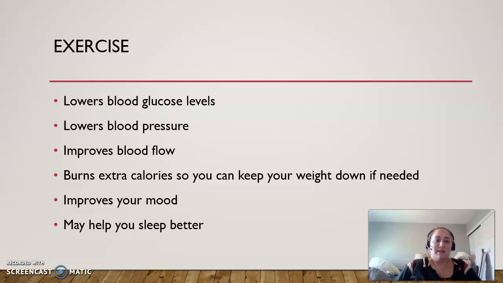With exercise, it not only lowers our blood sugar, but also helps with lowering blood pressure. It helps improve blood flow. It burns extra calories so you can keep the weight down if needed. It helps improve your mood, and it may also help you sleep better.